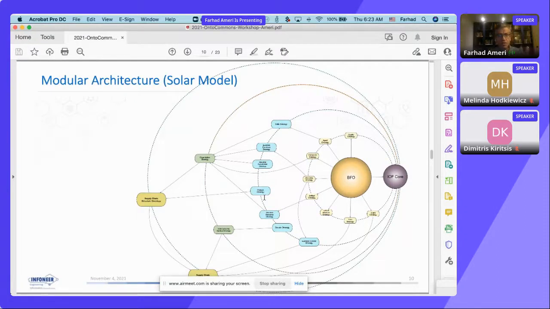So again, we use a modular architecture. BFO and IOF core are the standard ontologies that we import, but depending on the nature of the ontologies, there might be several smaller or mid-level ontologies or domain ontologies that we'll import.